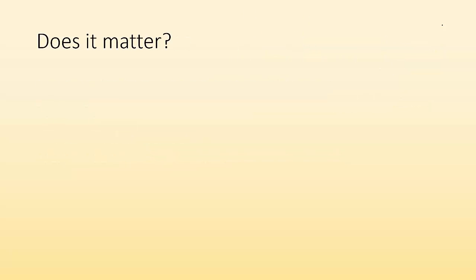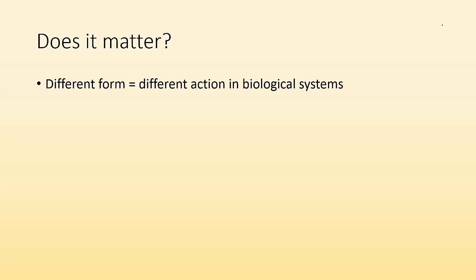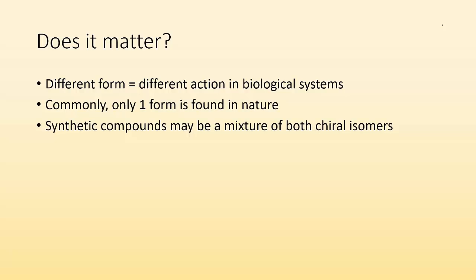And does it matter? Why? Who cares? It's chiral. Neat. So what? Well, different forms equal different action in biological systems, especially. Commonly, only one form is found in nature, and synthetic compounds may be a mixture of both chiral isomers. So it affects the activity of things like drugs and medicine. If you're trying to synthesize a drug and you make it synthetically, it may only be active half of the time. Like only the left-handed version would be effective in a biological system, and you've got to figure out a way to optimize your production.